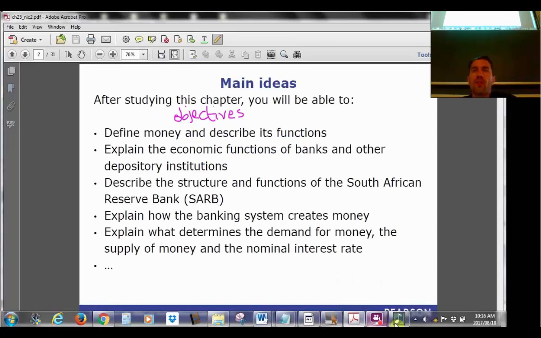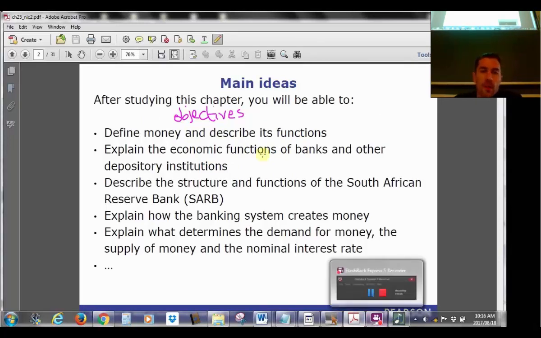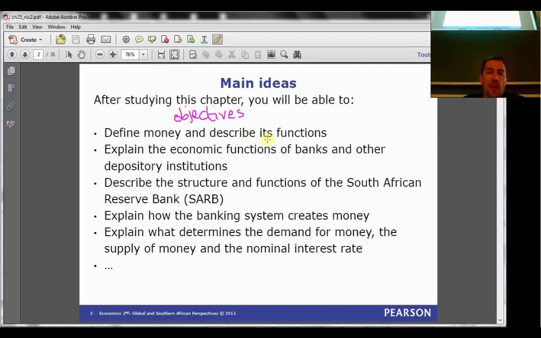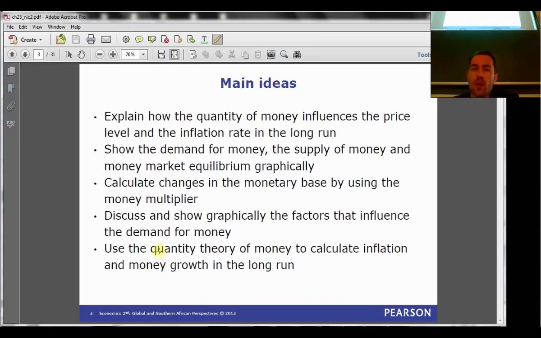We saw that, in fact, there's a lot of things we're going to cover in this chapter. We're going to begin by defining money and describing its functions. We're going to explain the functions of banks and other institutions, talk about the Reserve Bank, explain how the banking system creates money, explain what determines the demand for money, as well as supply of money, as well as equilibrium interest rates.